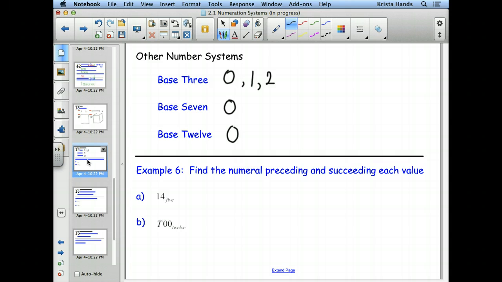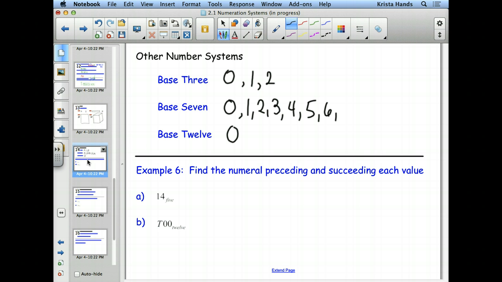Base 7, what do you think the digits would be? 1 through 6, after the 0, right? Yeah. I'm going to talk about what happens next after we run out of digits, but I just wrote 7. That didn't really happen. No, of course not.